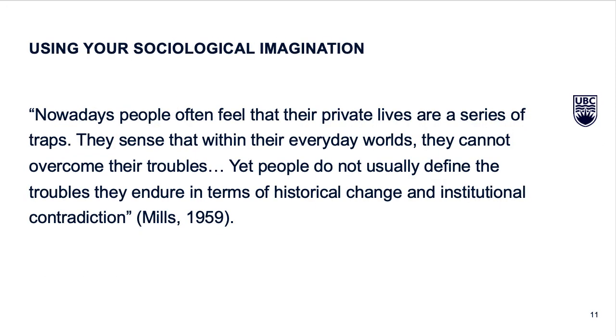He wrote, quote, "Nowadays, people often feel that their private lives are a series of traps. They sense that within their everyday worlds, they cannot overcome their troubles. Yet, people do not usually define the troubles they endure in terms of historical change and institutional contradiction." What does Mills mean by this?